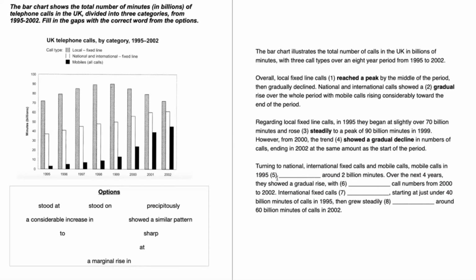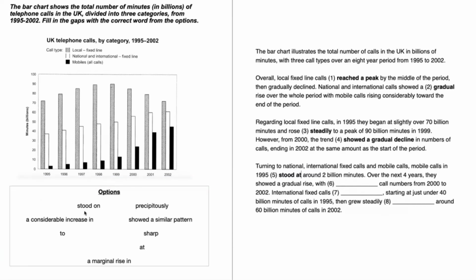Now our last body paragraph, it says turning to national, international fixed calls and mobile calls. Mobile calls in 1995 blank around 2 billion minutes. So we're looking at mobiles, that is in black. You basically want to talk about what the data was in 1995. So here we're not talking about a change. We're just saying the data was this number. And a great way to do that would be to say that it stood. So it stood at around 2 billion minutes.